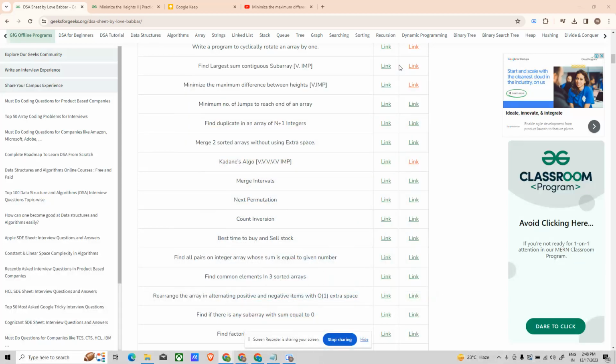Let's move on to the next problem, which says minimize the maximum difference between heights. Like the last problem, it is also marked as very important. So let's look at what the problem says.